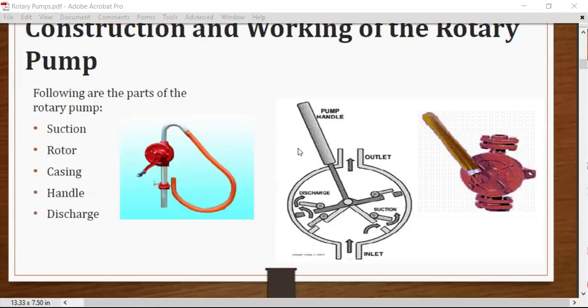Here, this is the suction area, and this is the rotor, and surrounding it is the casing, and we finally have a handle or a motor attached to rotate the rotor inside, and finally, this is the outlet where the discharge takes place.